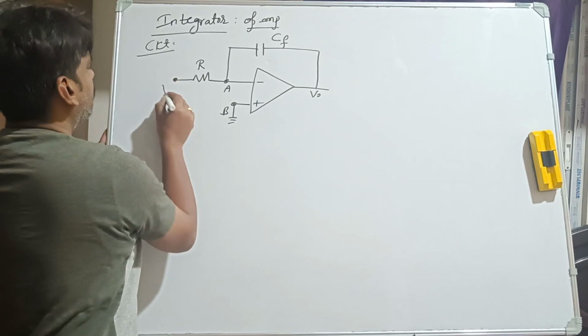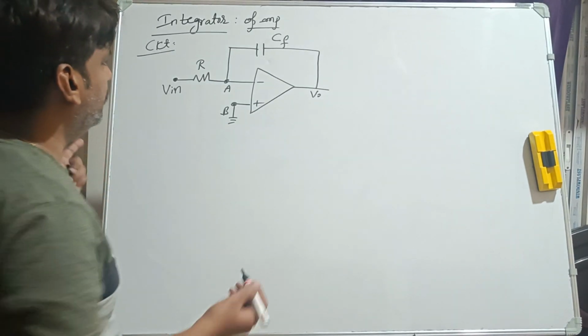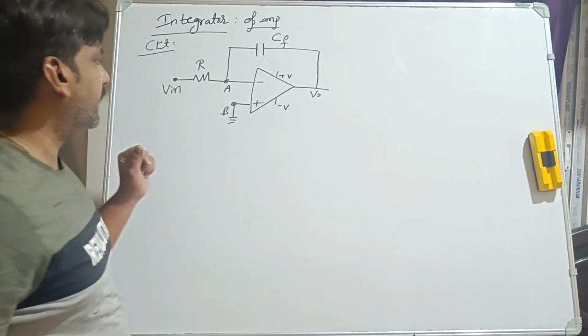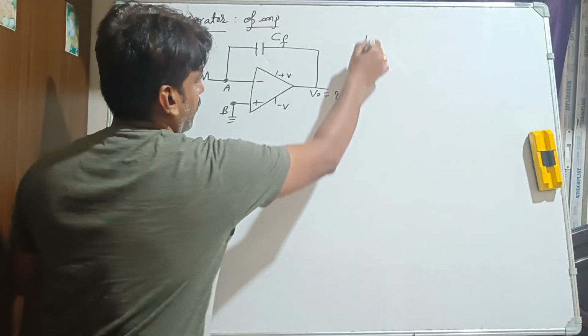So for this, input is applied, right? If anything is missed out, obviously you will have 5 terminals, so it is plus V and minus V, right? So we should derive the output expression. What is going to be the output expression for the integrator?